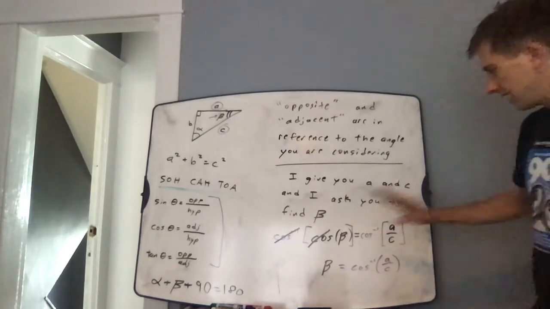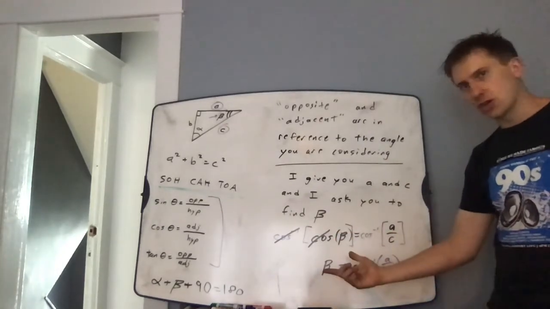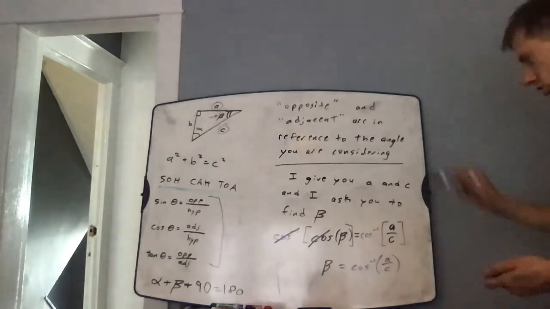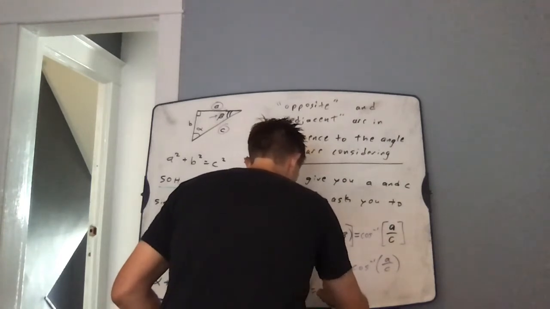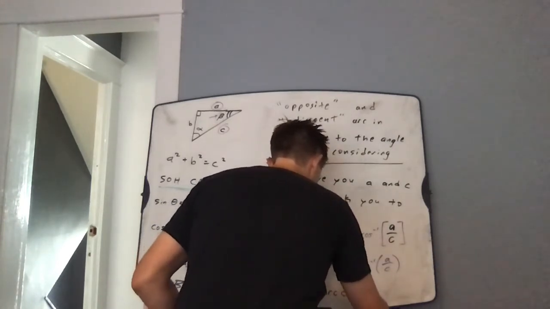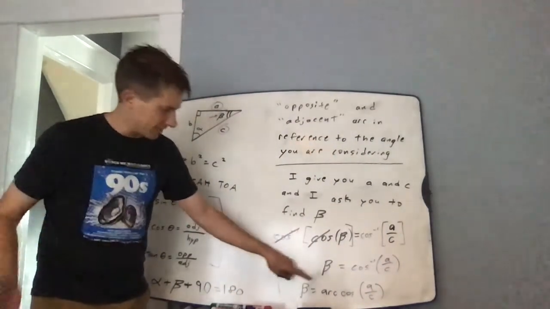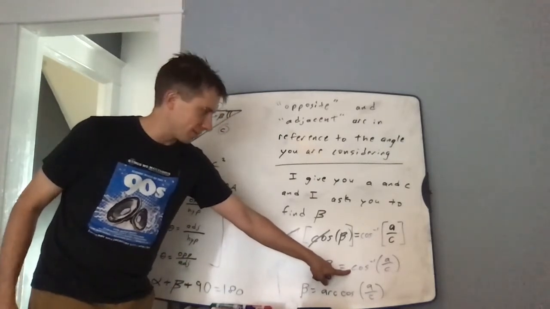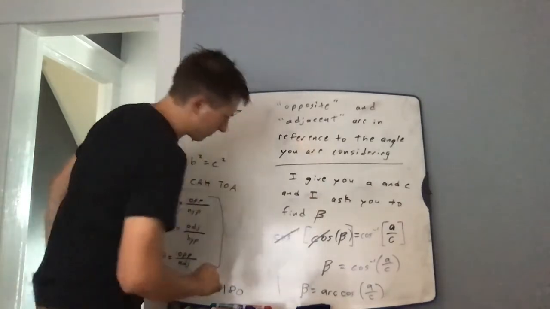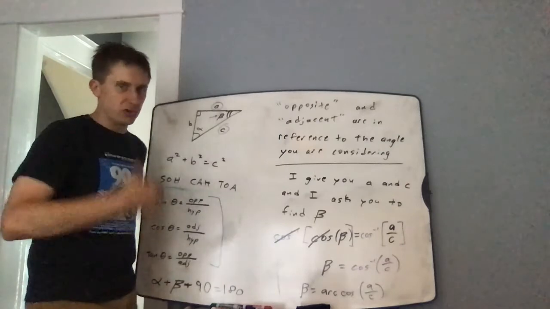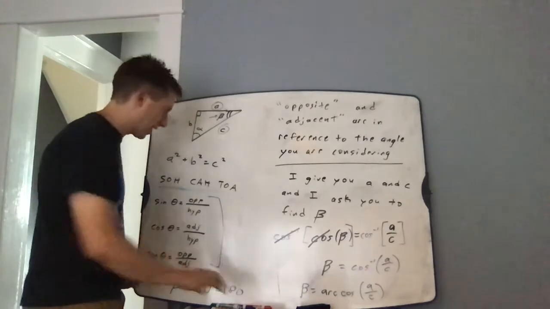Also, sometimes instead of cosine inverse, this is written as arc cos. Arc cos and cos inverse mean the same thing. So I could just as well say beta is equal to arc cosine of A over C. These two terms mean the same thing. Sometimes, I think more often calculators use cos inverse, but sometimes they use arc cosine. I just want to point that out. Now this thing that I'm talking about with inverse functions applies to also sine inverse, tan inverse, cosecant inverse. All of those functions exist in your calculator.